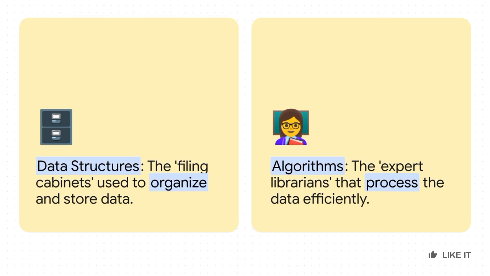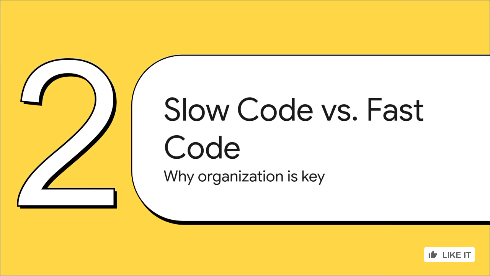How you organize your data has this massive, almost unbelievable impact on performance. Choosing the right filing cabinet and the right librarian is literally the difference between code that feels lightning fast and code that just doesn't work. We're talking the difference between instant and impossible.